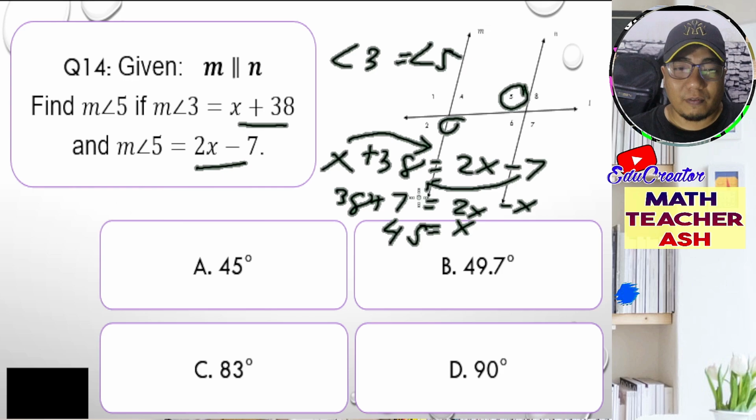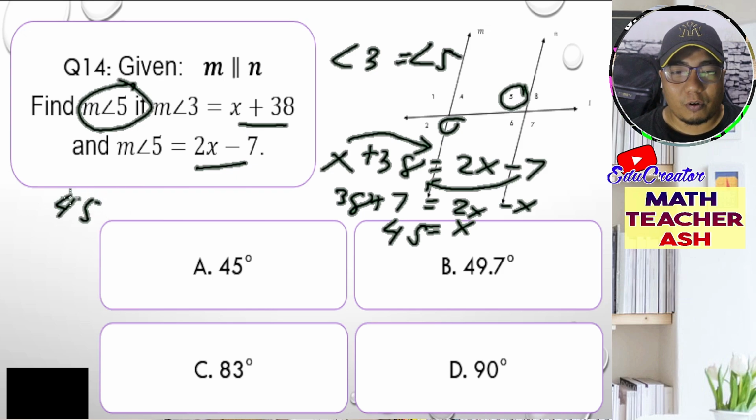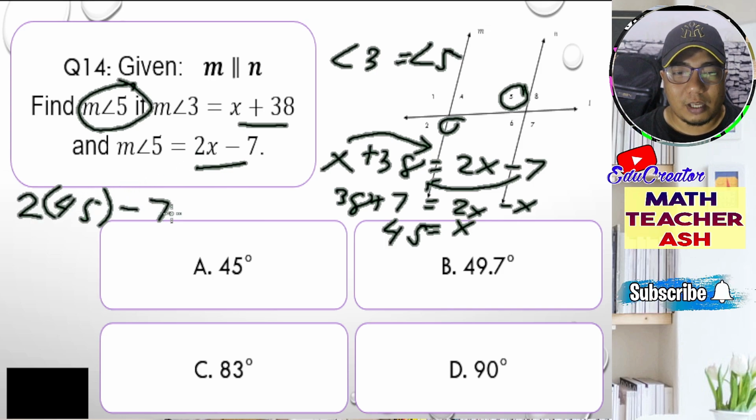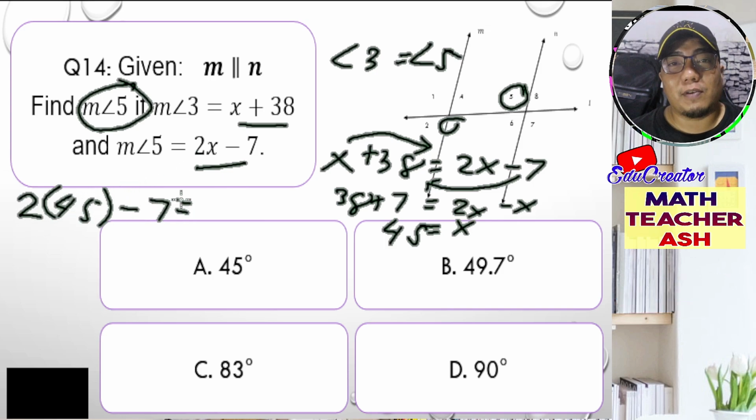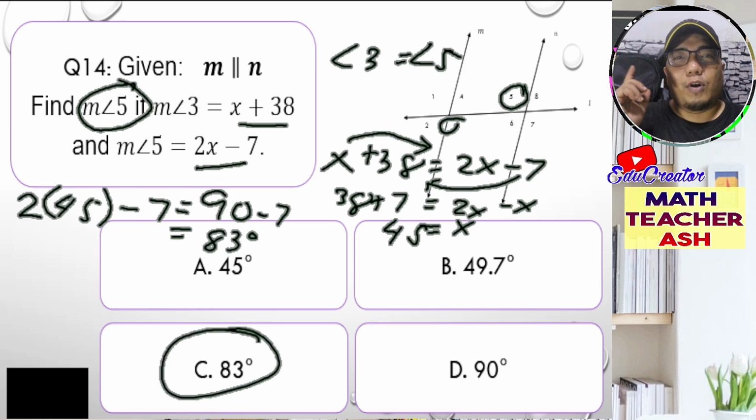However, this 45 is not the answer for our problem, because the problem is asking for the measurement of angle 5, and the measurement of angle 5 is given as 2x minus 7. So that is 45 times 2, because our x is 45, and then we just copy the minus 7. So 2 times 45, that is 90, minus 7. So 90 minus 7, the answer is 83 degrees. And this is the correct answer for our problem.